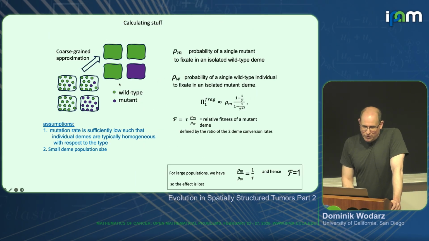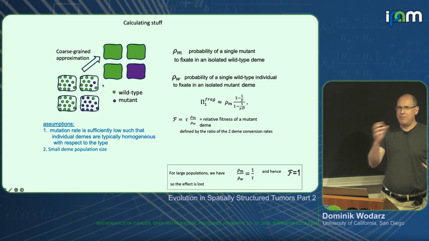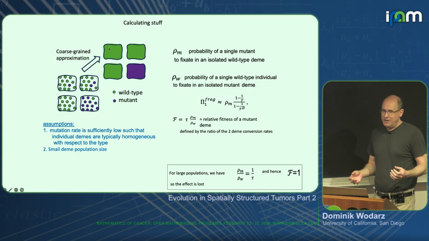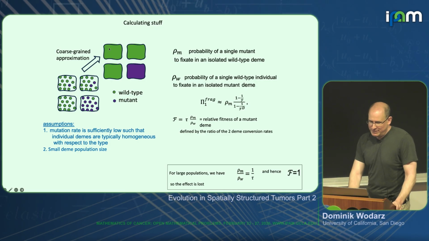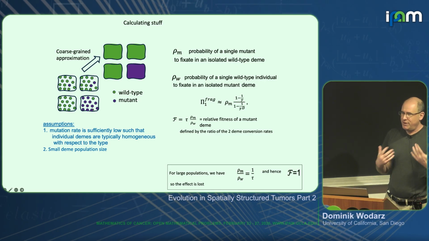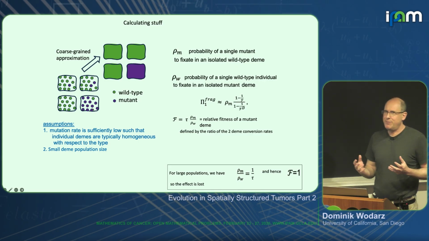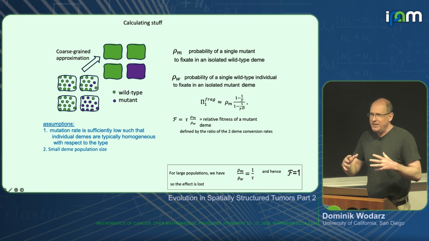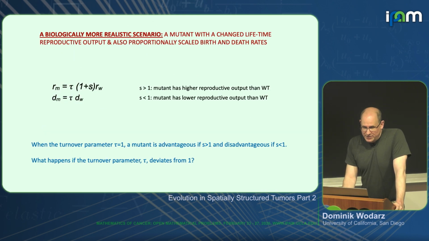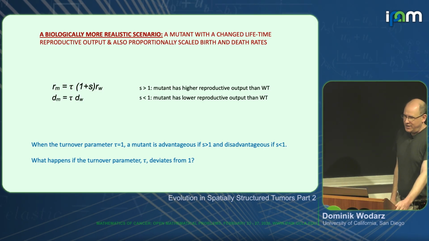You can take a coarse-grained approach where you assume that a patch, a deme, is either mutant or wild type, and this transition happens very fast. Then you have probabilities of conversion from one type to another, and you can define your mutant fitness, and you can figure things out. One of the important things that comes out of this is that this requires populations to be small within the demes. If the populations are large within the demes, then this effect disappears. So okay, that's the quasi-neutral mutant.